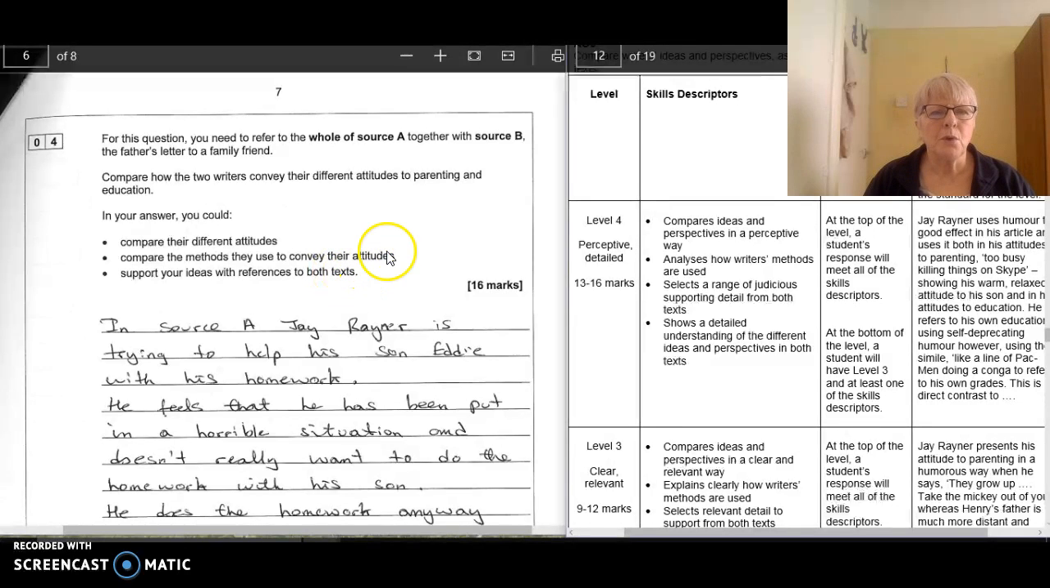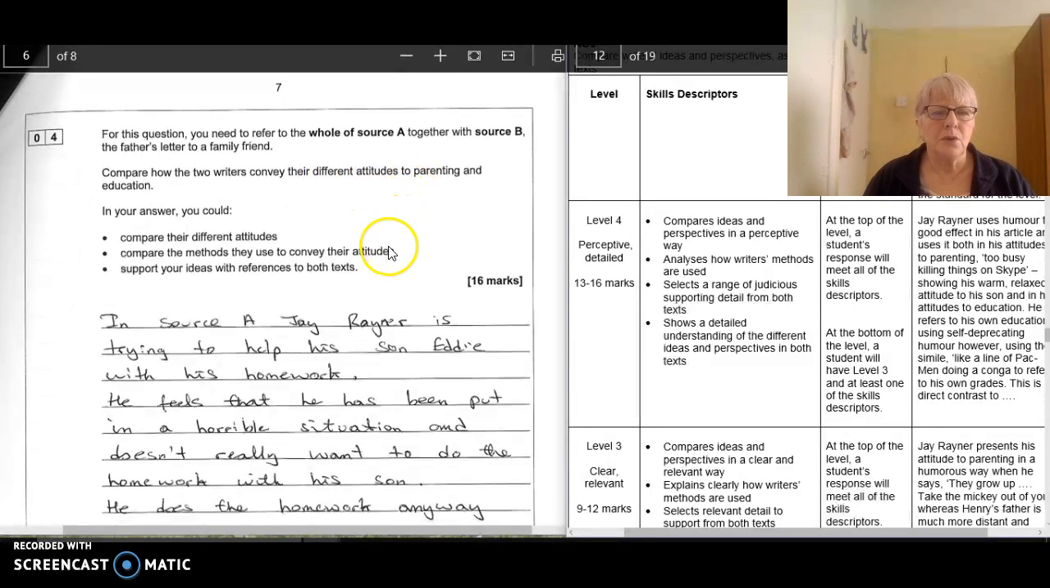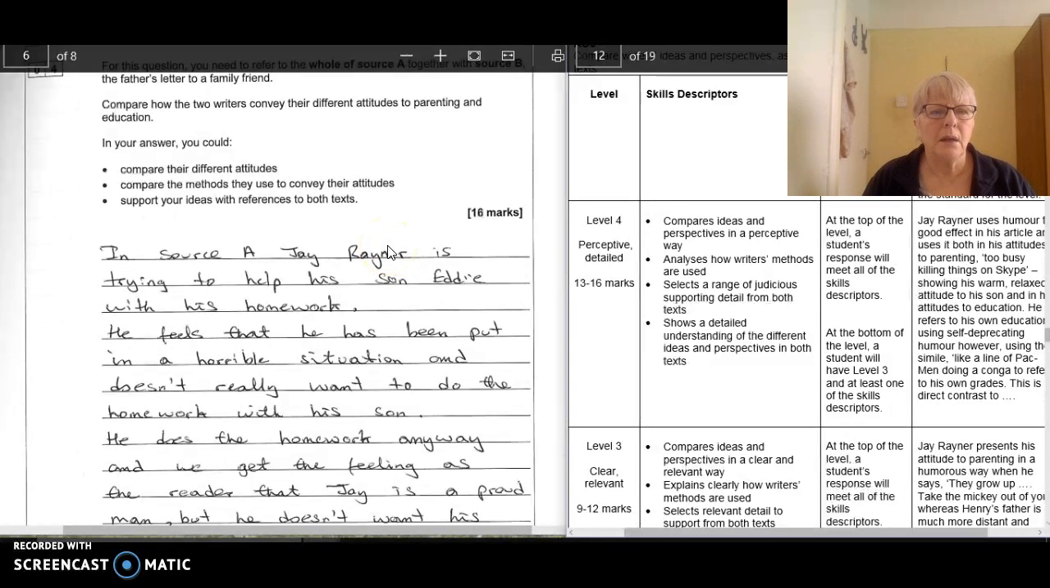Moving on to question 4, I don't think you've read the question properly, because it says for this question you need to refer to the whole of source A together with source B, the father's letter to the family friend. So it's actually the second text in the Henry letters, and compare how the two writers convey their different attitudes to parenting and education. So you've done a good analysis of how Jay shows his attitudes towards education and parenting.